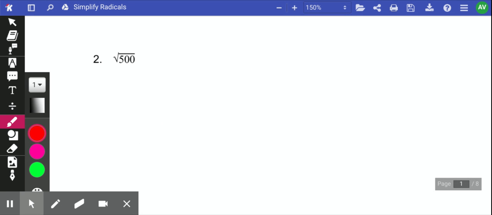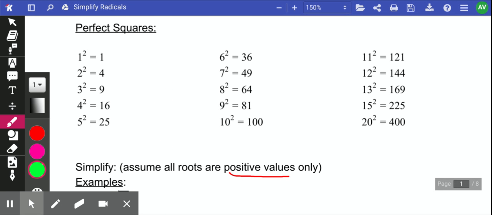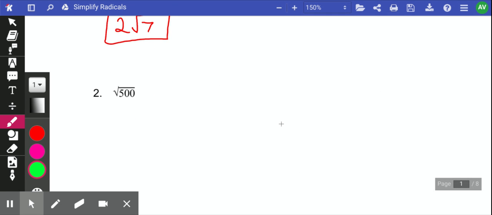All right, let's try this one. Square root of 500. So 500 is a very big number. All of these numbers are smaller than that. But 400 does not go into 500. 225, no. 169, 144. I think 100. 100 goes into 500, right?